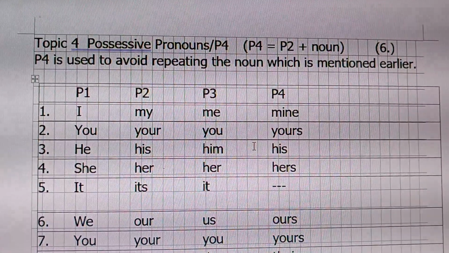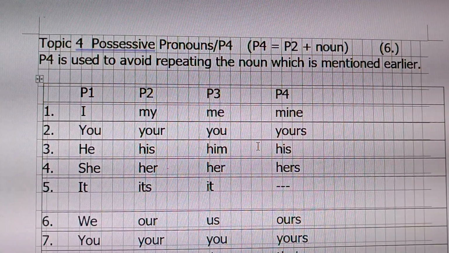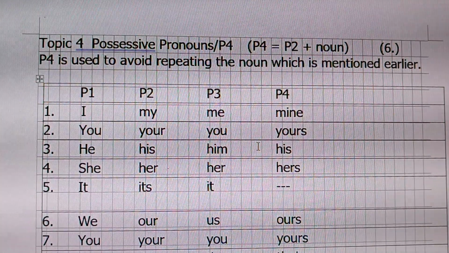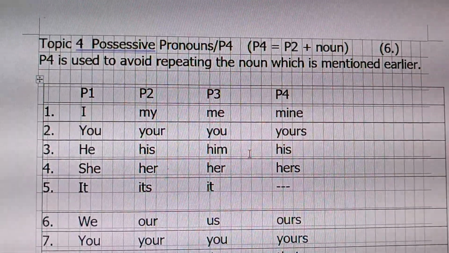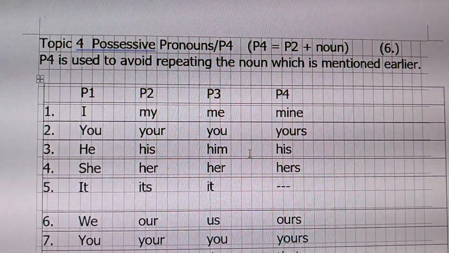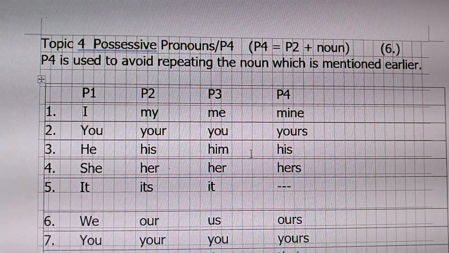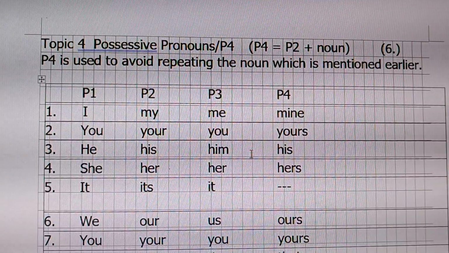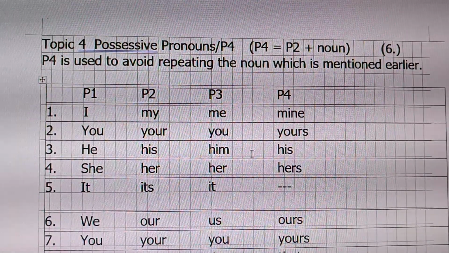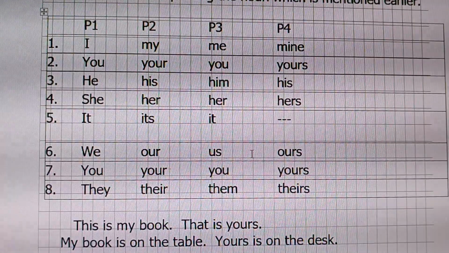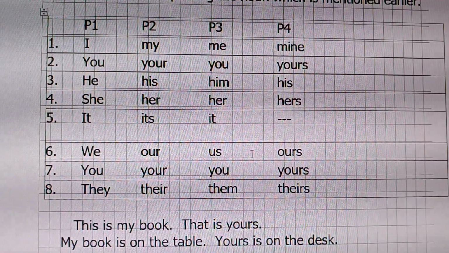You mentioned earlier. So I, my, me, mine. You, your, you, yours. You compare the forms up with P2, right? Just add S to P2 to form P4 in forms. I, my, me, mine. You, your, you, yours. He, his, him, his. Same as P2. She, her, hers. It, its, it. No P4. We, our, us, ours. You, your, you, yours. The same as number 2.